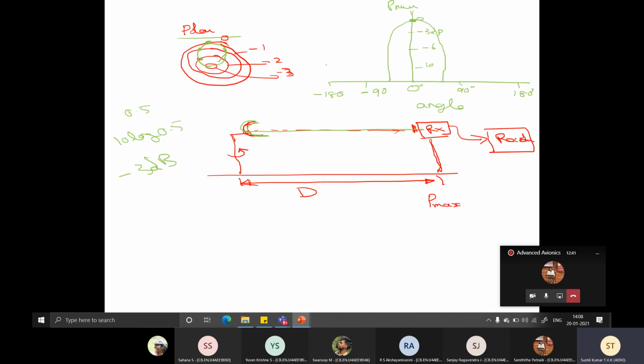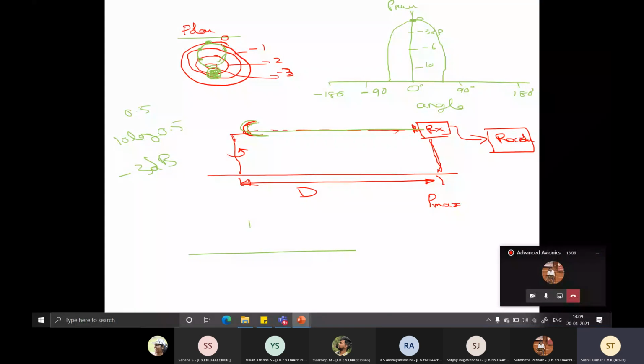In the previous class I asked one question: why do you get something at the back side also? Any reason, Sanita, you can think of? Or just a layman's explanation?